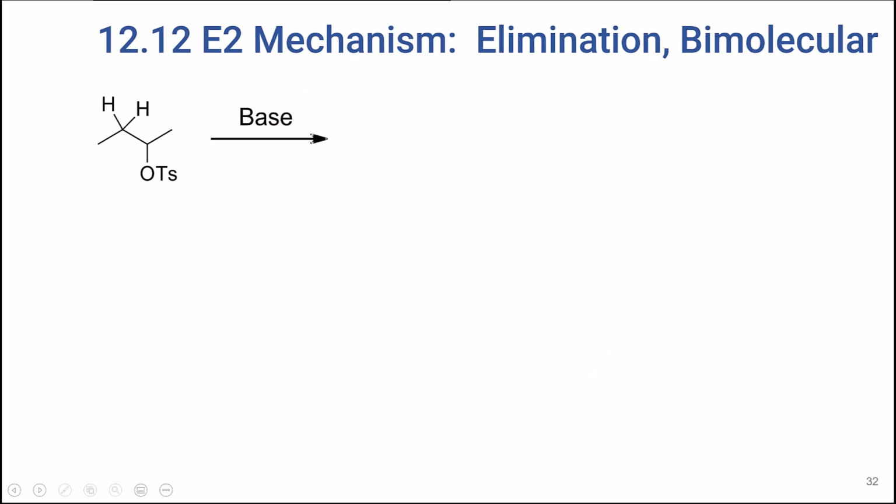E2 eliminations, which we saw previously, are bimolecular, kind of like SN2. The bond making and bond breaking are happening at the same time, and that involves this base here. And the base, again, will extract the H next door to the leaving group, or beta to the leaving group.